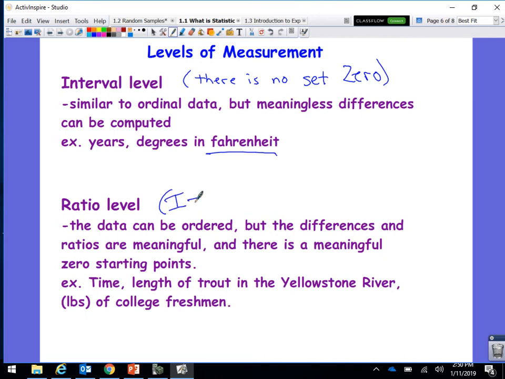Ratio level would be the opposite of that. There is a set 0. So now you can take those numbers and count from 0 and come up with some sort of ratio with them. So maybe I'm going to compare the time that my class takes to the time a college course takes. Or maybe the length of a trout in Yellowstone gets compared to the length of a trout in the Red River. You can get your length by taking 0 inches all the way up to like 14 inches or whatever it is. And the same thing with weight.